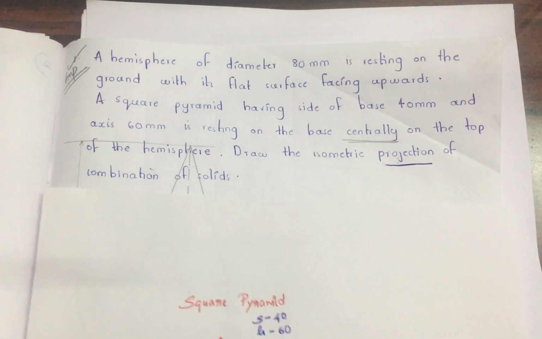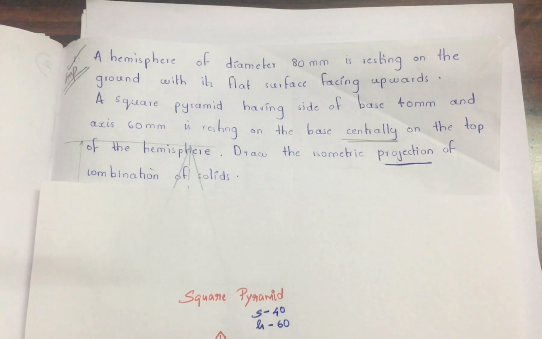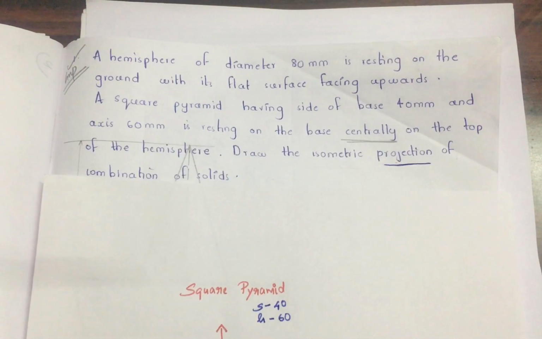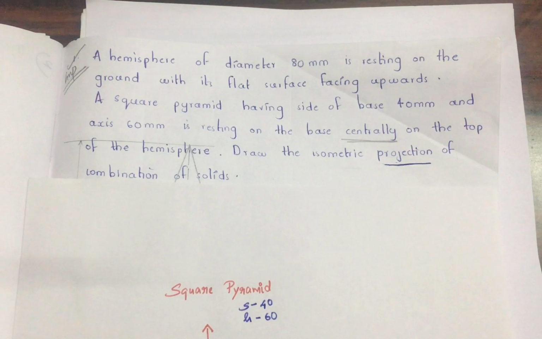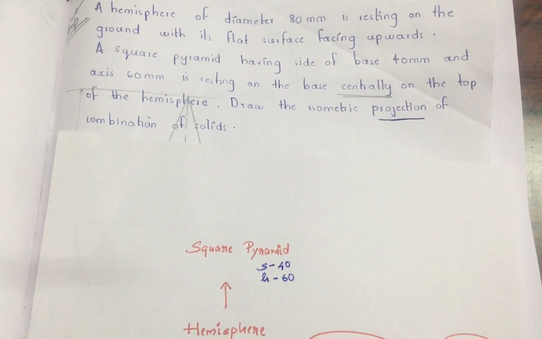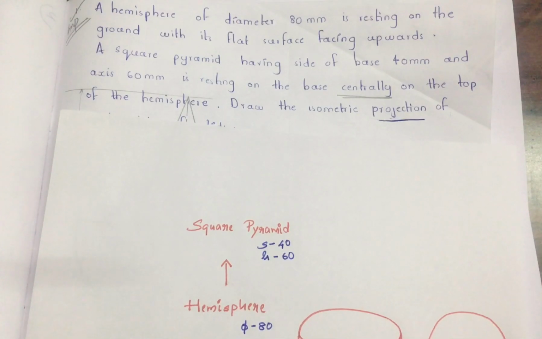Firstly, you have a hemisphere and the dimension of the hemisphere is given as 80 mm. At the top of the hemisphere you have the square pyramid. So, the hemisphere is 80 mm, and on top of it you have the square pyramid. What is the top view as well as the front view?